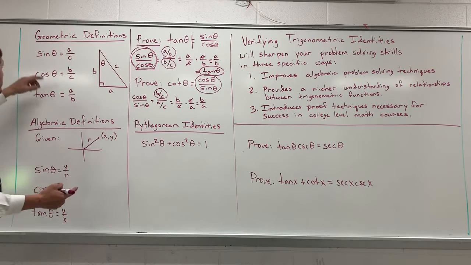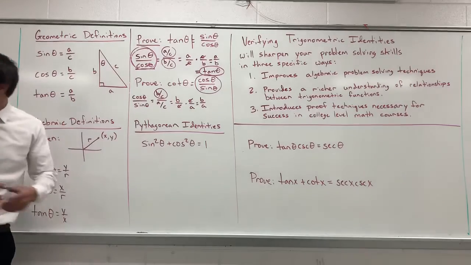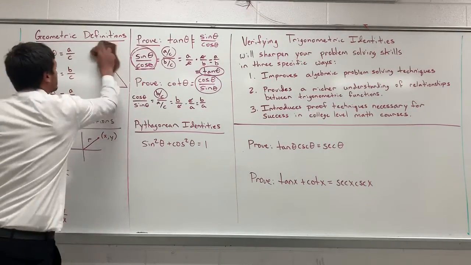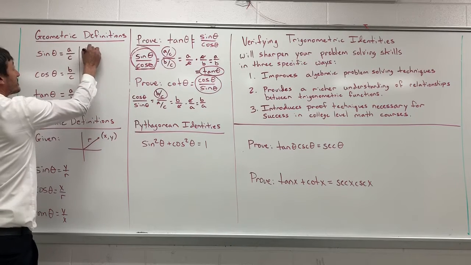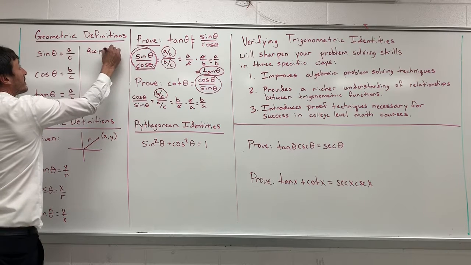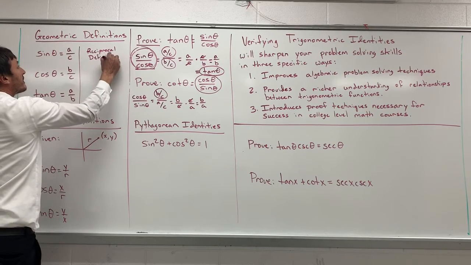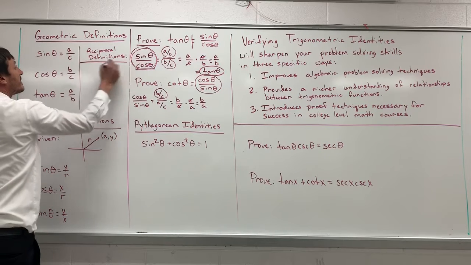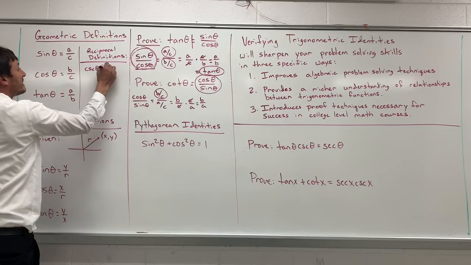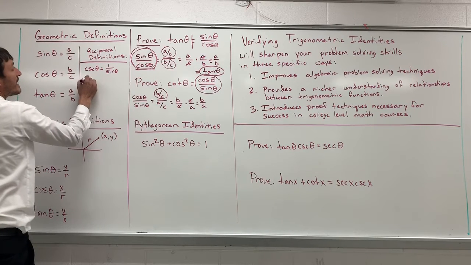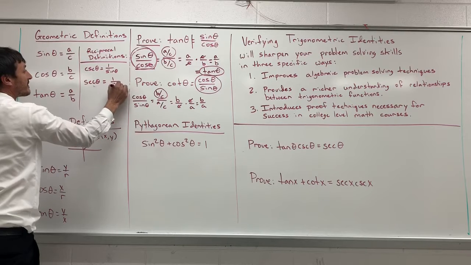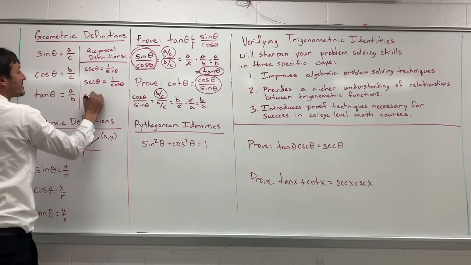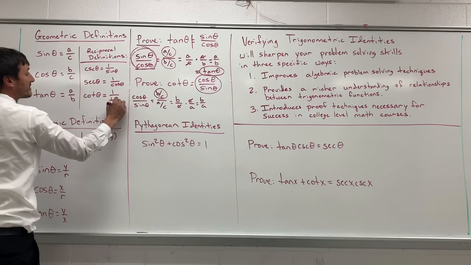This brings me to the part where I said I did not write this on the board, but we know there's a second part. I'm going to have to erase very quickly. We also have what's called the reciprocal definition, so I'm just going to go ahead and put it right here. That the cosecant of theta is equal to 1 divided by the sine of theta, and the secant of theta is equal to 1 divided by the cosine of theta, and the cotangent of theta is equal to 1 divided by the tangent of theta.